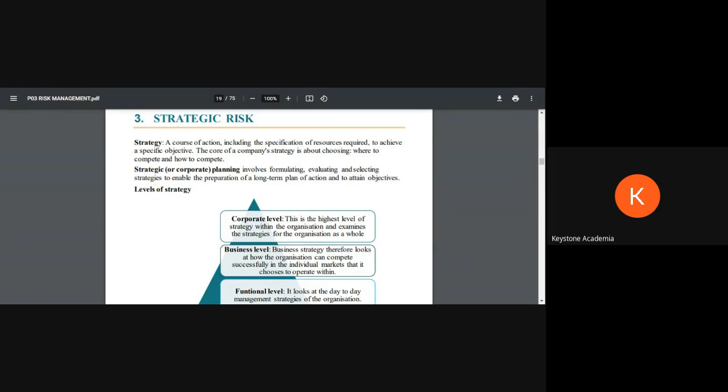Okay. So first we'll try to understand the meaning of strategy. Then we'll try to link both strategy and the risk. Okay. So strategy, as the textbook defines it, is a course of action, including the specification of resources required to achieve a specific objective. So basically there are three important things. Strategy is like a plan, and to achieve that plan, you need a course of action. Action means A, then B, then C, what all you need to do.